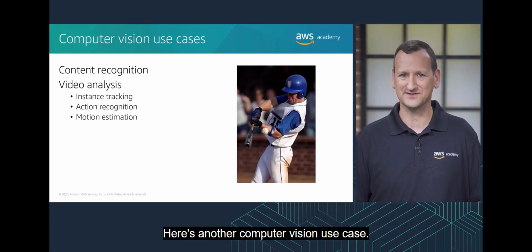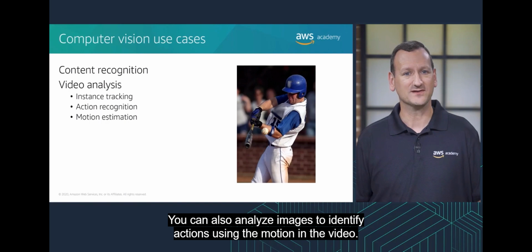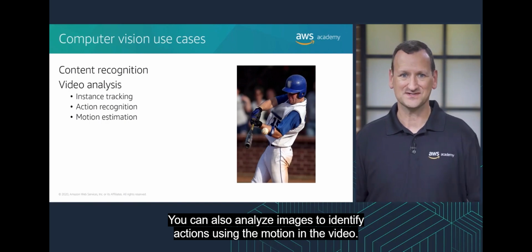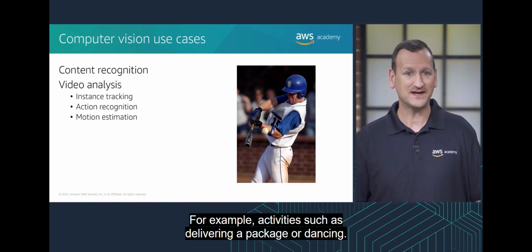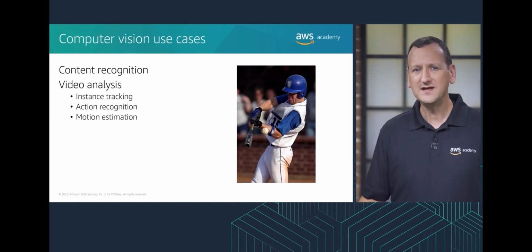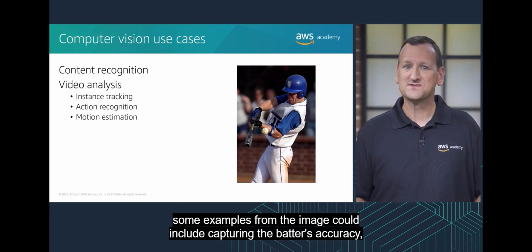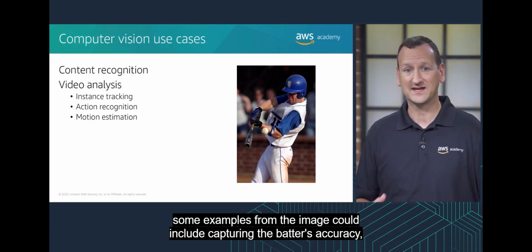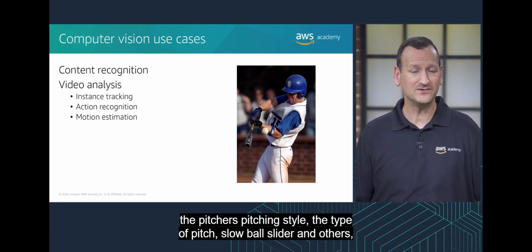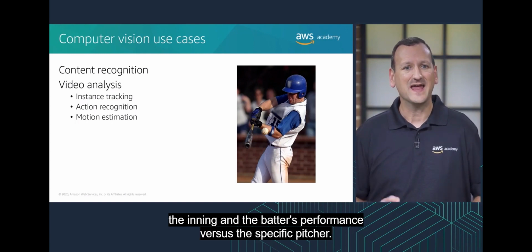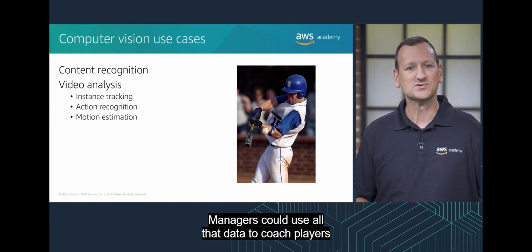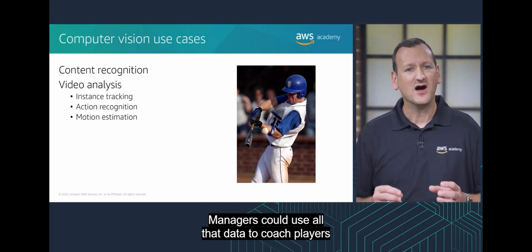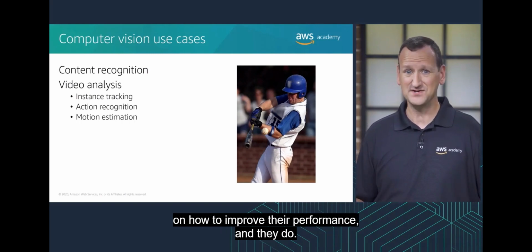Here's another computer vision use case. You can also analyze images to identify actions using the motion in the video. For example, activities such as delivering a package or dancing. Looking at this image of a baseball player, some examples from the image could include capturing the batter's accuracy, the pitcher's pitching style, the type of pitch, slow ball, slider, and others, the inning, and the batter's performance versus the specific pitcher. Managers could use all that data to coach players on how to improve their performance, and they do.